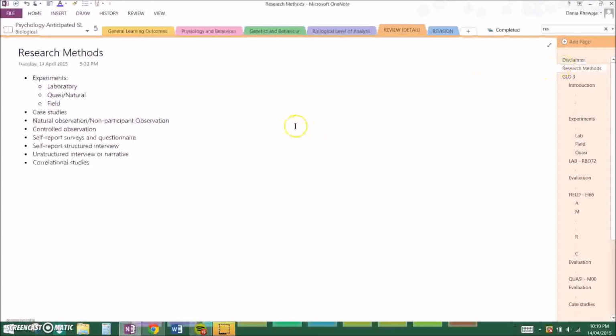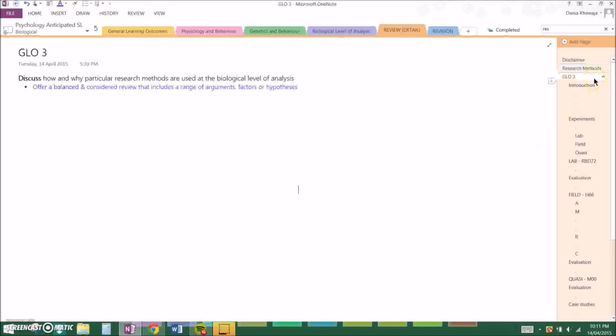So basically there is a bunch of research methods that experimenters or researchers can use, and here's just a quick list of a few. And so basically the GLO 3, this is the question: discuss how and why particular research methods are used at the biological level of analysis. Now we always need to pay attention to the command term, and here it is discuss, and that means offer a balanced and considered review that includes a range of arguments, factors or hypotheses.